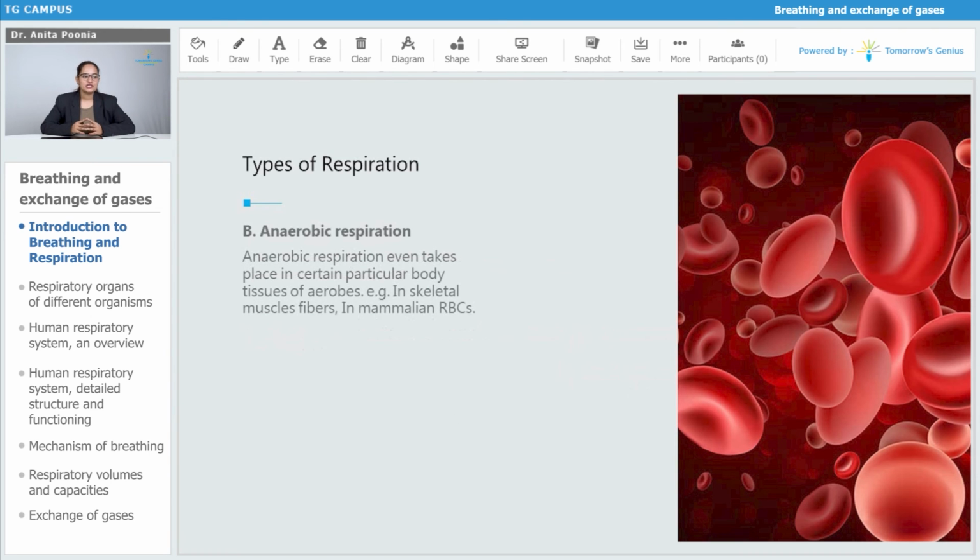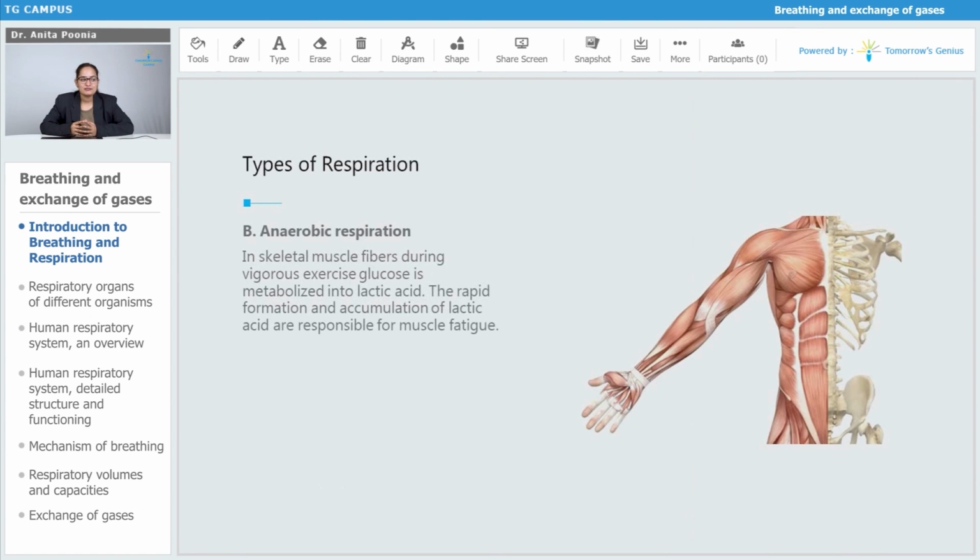Now, anaerobic respiration even takes place in certain particular body tissues of aerobes also. Now, that must amaze you, or you might get confused. How is that possible? Yes, in the skeletal muscle fibers and in mammalian RBCs. In the skeletal muscle fibers, during vigorous exercise, glucose is metabolized into lactic acid, and the rapid formation and accumulation of lactic acid is responsible for muscle fatigue.